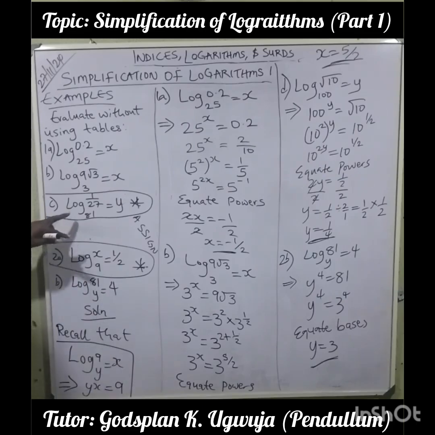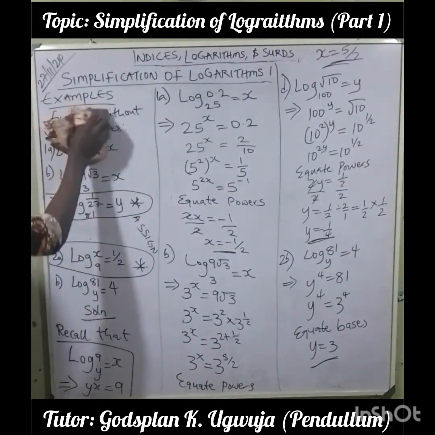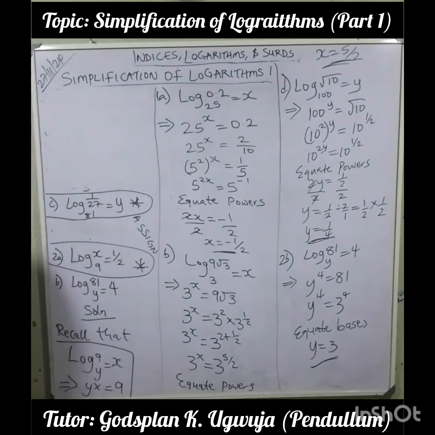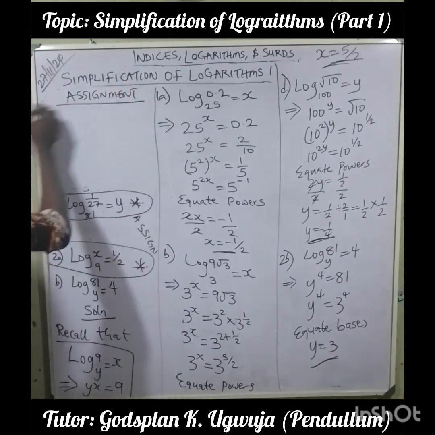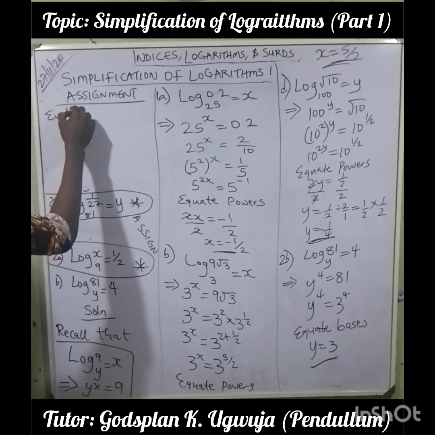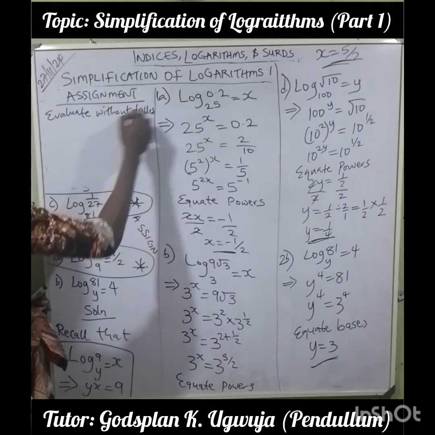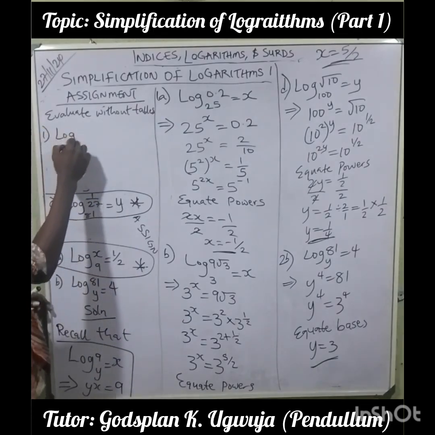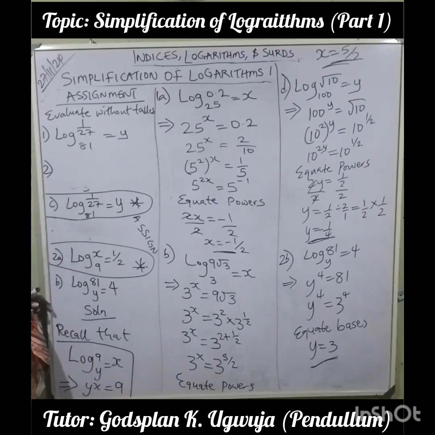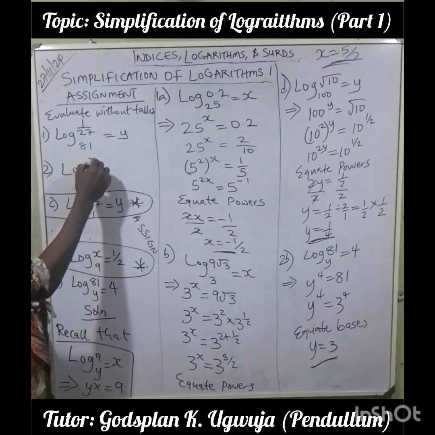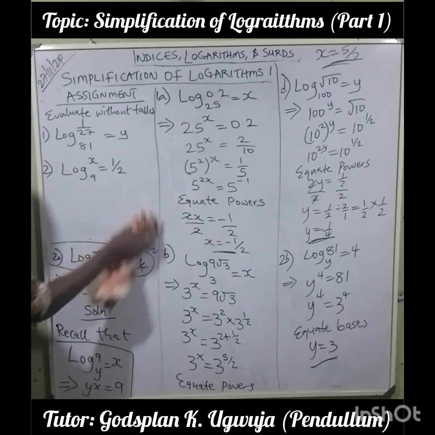Alright, so this one says the logarithm of, okay, maybe I should write it. Let me make it bigger so that you can see it clearly. Assignment. Okay. Evaluate without tables. Number 1, the logarithm of 1 over 27 base 81 is equal to y. Number 2, the logarithm of x base 9 is equal to half. So this is your assignment. Try it for me.